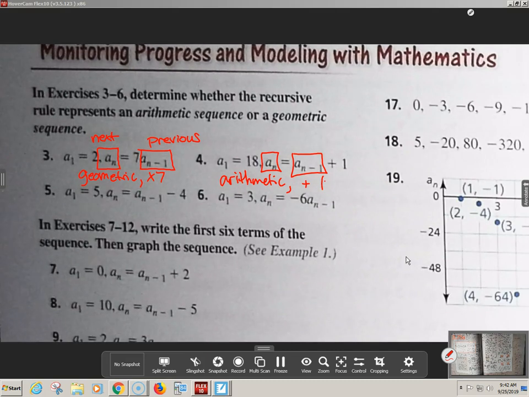Now if we were actually doing something like down here where we were trying to write the sequence and graph it like our examples, this guy, I would need to start with 18, and how would I get to the next blank? What would I do to the previous? Add 1. If I started at 2, how would I get to my next term for this one? So multiplying by 7, 14. Maybe 98.